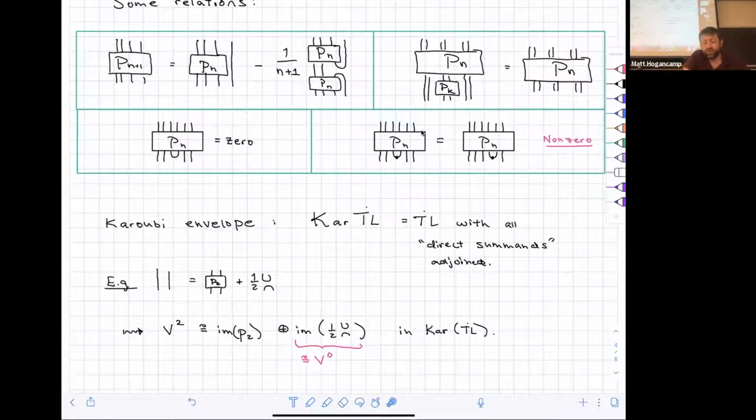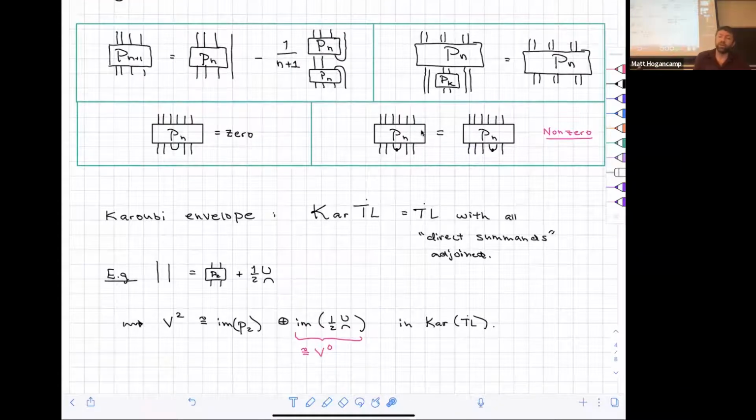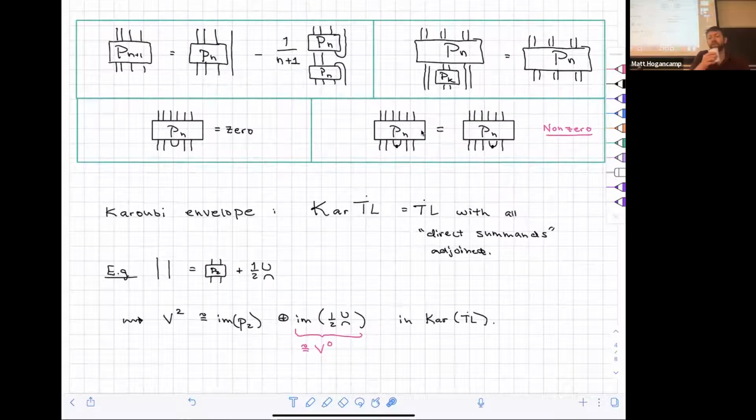That process is called taking the Karoubi envelope. So the Karoubi envelope of our dotted Temperley-Lieb category is the category we get by adjoining all direct summands of all objects. Again, there's a precise definition that's not so hard to state, but maybe not quite appropriate for a talk. If you want, we can talk about this later or in the question session afterwards.